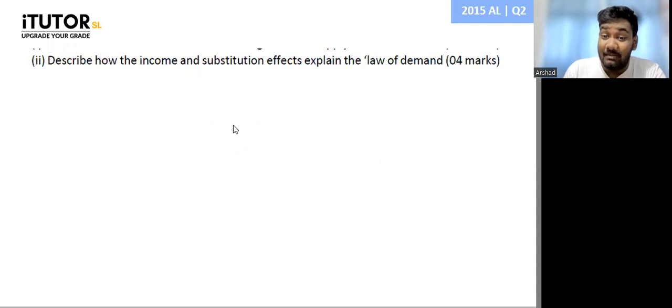Describe how the income effect and substitution effect explain the law of demand. Now, this one is a very basic area, but I'll still take some time to explain this because I know some people don't know this, right? I have seen you all writing a little bit of rubbish. It's a very basic area, but still, you all go and write a little bit of rubbish. So let me take around 5-10 minutes to give you a proper, complete answer for this.